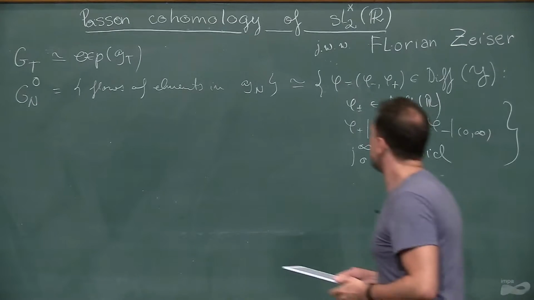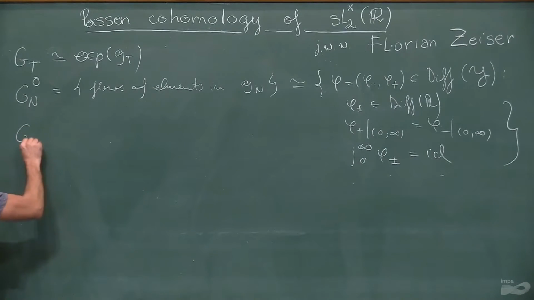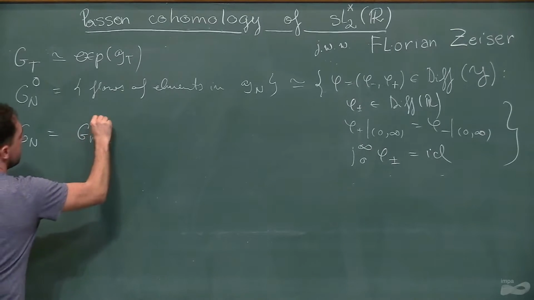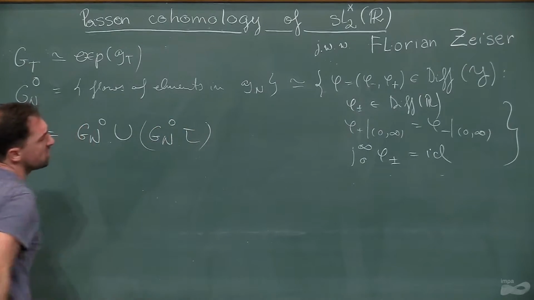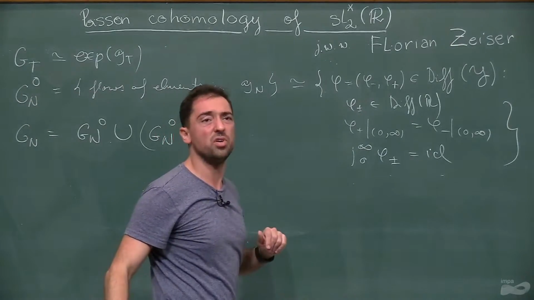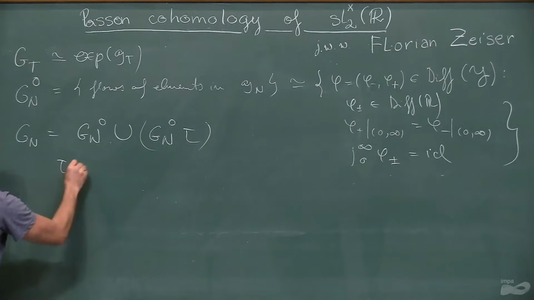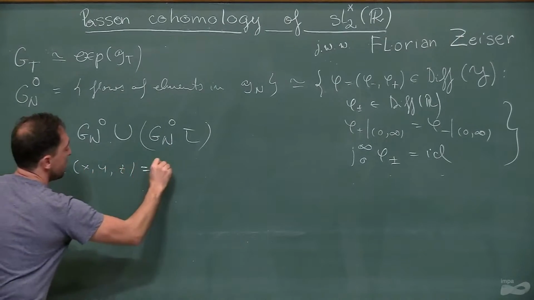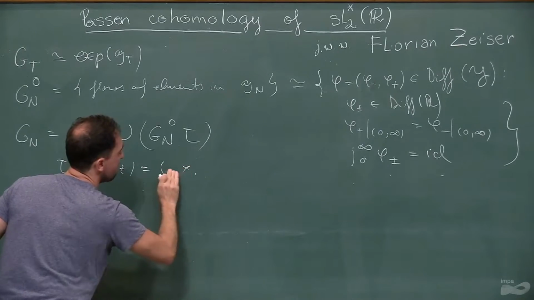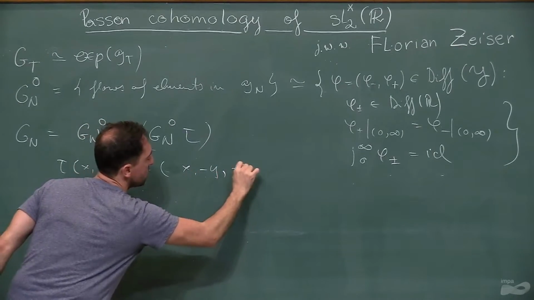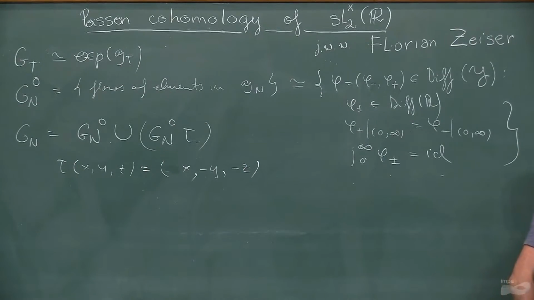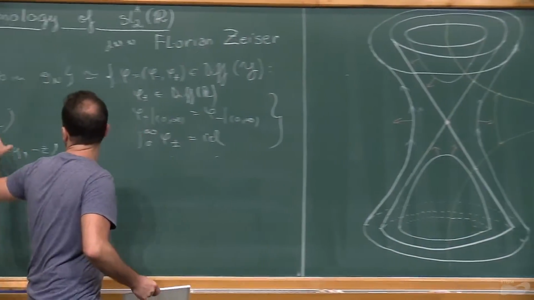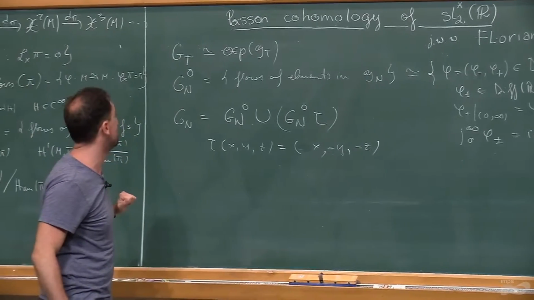And then the actual group Gn will be this Gn0, disjoint union with Gn0 times tau. So SL2R has an outer automorphism, which does something like this: tau of x, y, z is x, minus y, minus z. This outer automorphism flips these two components. And on the leaf space, it also interchanges the two components somehow. And this is a group which you can associate to this Gn.